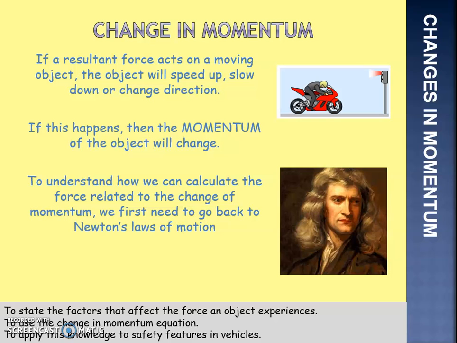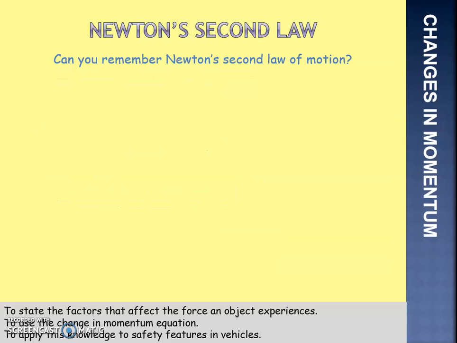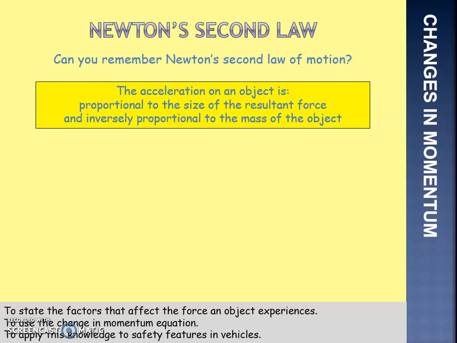But we need to go back to Newton's laws of motion to find out how we can calculate that. Can you remember Newton's second law of motion? Please pause the video whilst you write that down. Okay, Newton's second law of motion is this. The acceleration of an object is proportional to the size of the resultant force and inversely proportional to the mass of the object. Now, this can be expressed as an equation which you probably know a lot easier. So if you could write down that equation, pause the video whilst you do that.